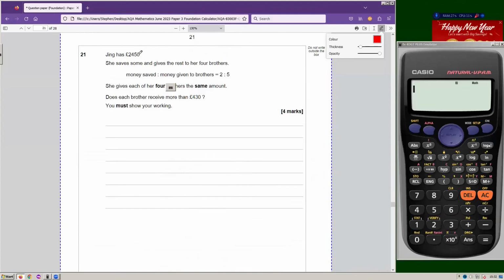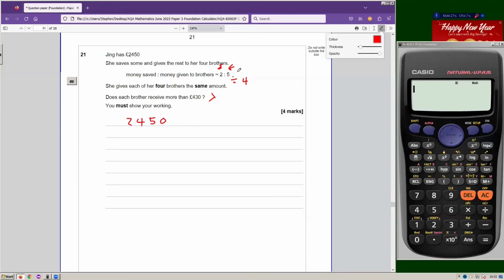Jing has £2,450. She saves some and gives the rest to her 4 brothers. Money saved equals money given to brothers equals 2 to 5. So that's her saved, and this is her gift. She gives each of her 4 brothers the same amount. So this is, we divide that by 4. Does each brother receive more than 430? That's what they're asking. You must show your working. Okay. So we're going to go 2450.